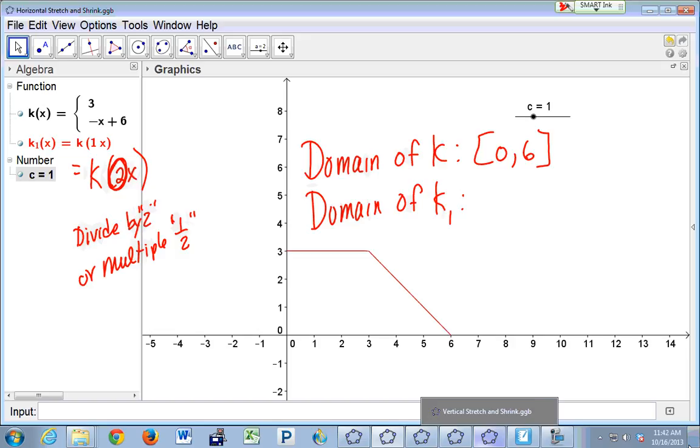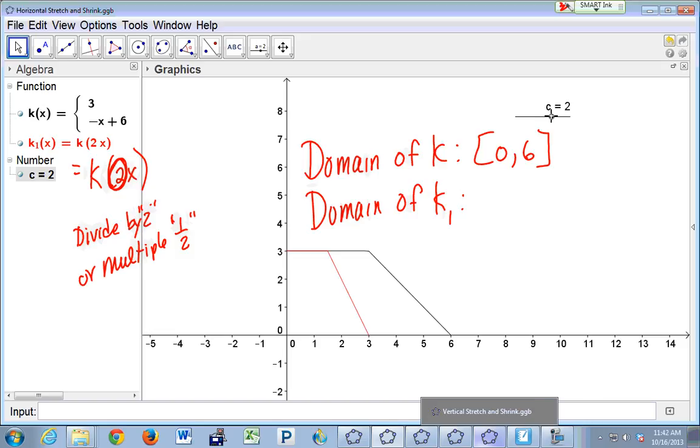All right. So you're getting there. What this means is when you double x, you're getting there twice as fast. You're getting to all your y values twice as fast. So let's take a look at what happens to our function when c becomes 2.